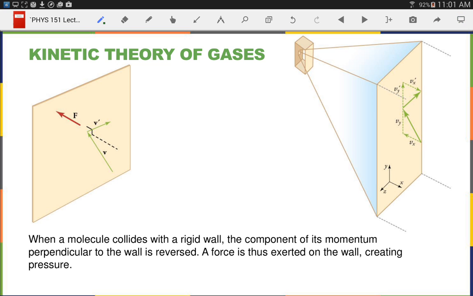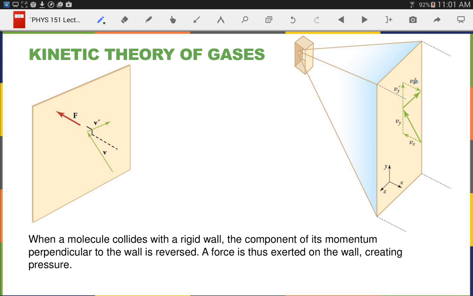And so if it comes in, okay, here's the normal to my forehead. If it comes in like this, it's just going to bounce off symmetrically on the other side. So only its velocity parallel to the normal to the surface will even change.